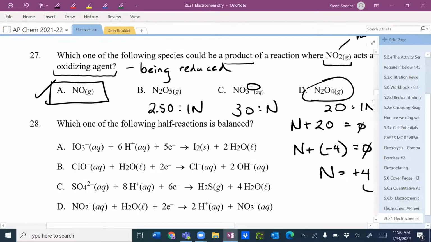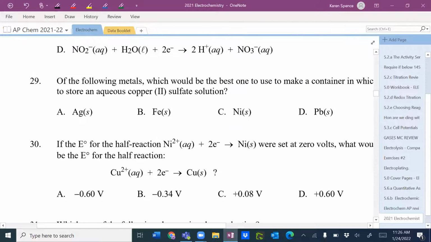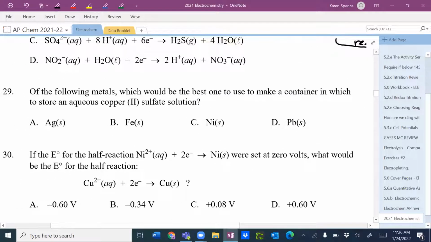That was 27. Ooh, 29. Which of the following would be best to make a container in which to store aqueous copper 2 sulfate? So we have Cu 2+ ions. And when they ask what you could make a container of, you want to not have a spontaneous reaction, because otherwise, if it's spontaneous, the copper 2+ will react with the metal. So let's go find something that copper 2+ will not react spontaneously with.